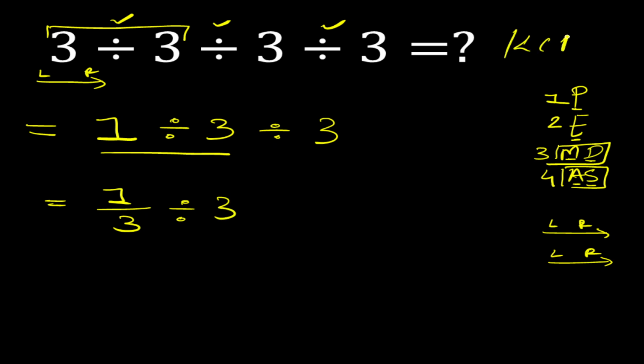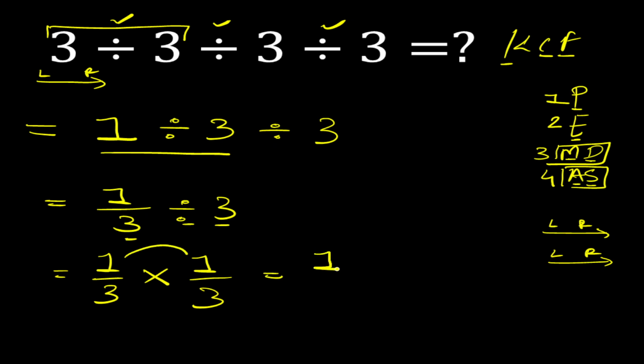Now according to KCF rule, K means keep this first fraction as it is same, 1 upon 3. Then C means change this sign from division to multiplication. And F means flip this second fraction, 3 is equal to 1 upon 3. Right? Now 1 times 1 is equal to 1. Then 3 times 3 is equal to 9. So the correct answer is 1 upon 9.